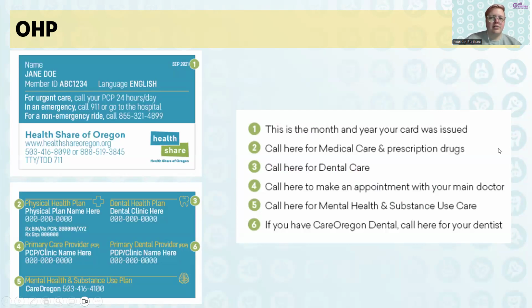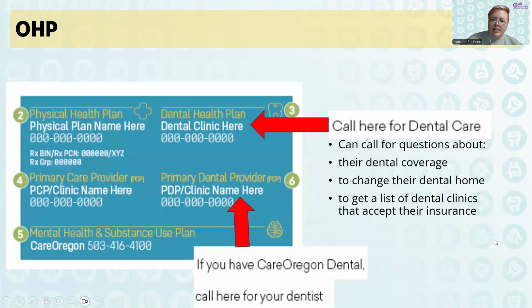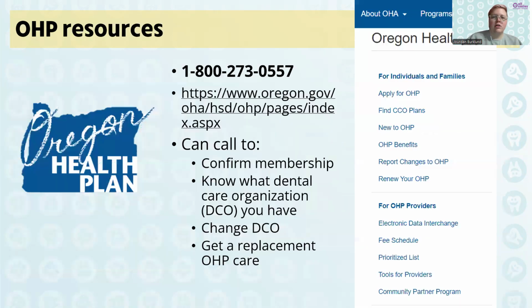There's this part on the back where you can call for the dental health plan, and they'll tell you what your DCO is. And you can call for questions about getting a list of dental clinics that accept their insurance. They might have information if you have Care Oregon, it might be a different place that you call. But it's all on the back of the card.